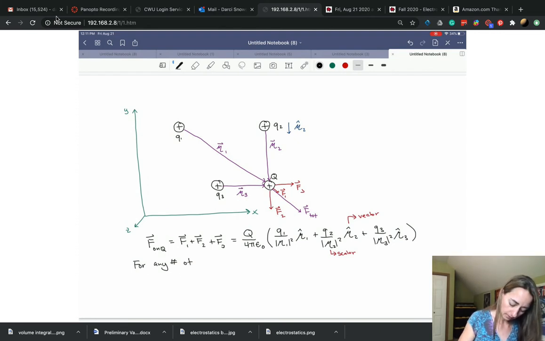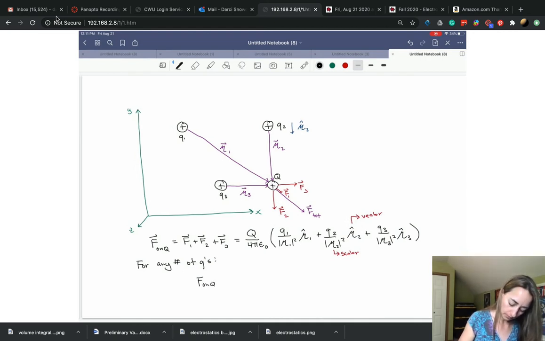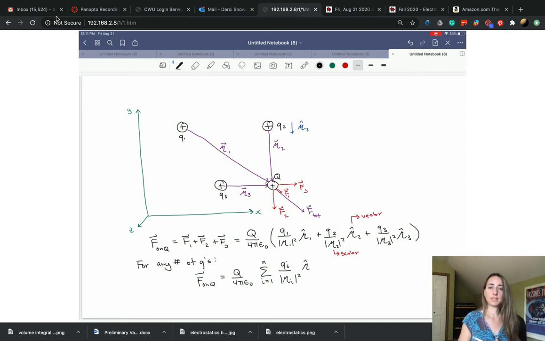then I would write that the F on Q is equal to, again, pulling out that common factor. And now I'm going to do a sum from I equals 0, or actually we'll start it at 1, I equals 1 to n of Q sub I divided by our R script of I squared times our R script hat of I. So that just simplifies it even more general.